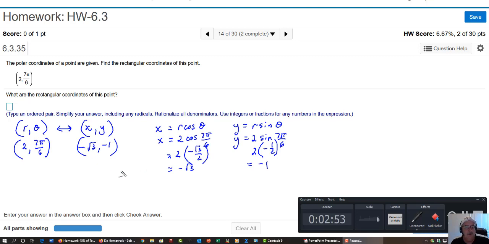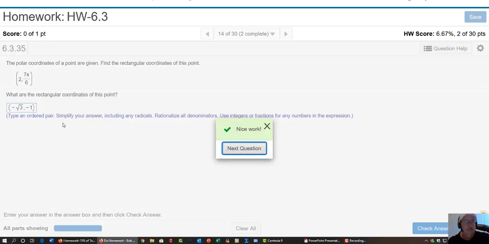All right, coming back at you here, I labeled this point r, theta. I wrote the Fantastic Four formulas here again: x equals r cosine theta, y equals r sine theta. And I plugged in the 2 and the 7 pi over 6. The cosine of 7 pi over 6 is minus square root of 3 over 2, times 2. The 2's cancel out, leaving you with minus square root of 3. The sine of 7 pi over 6 is -1/2 in the third quadrant, times 2 would get you -1. So hopefully you arrived at this answer. Checking that, we're still good to go here.